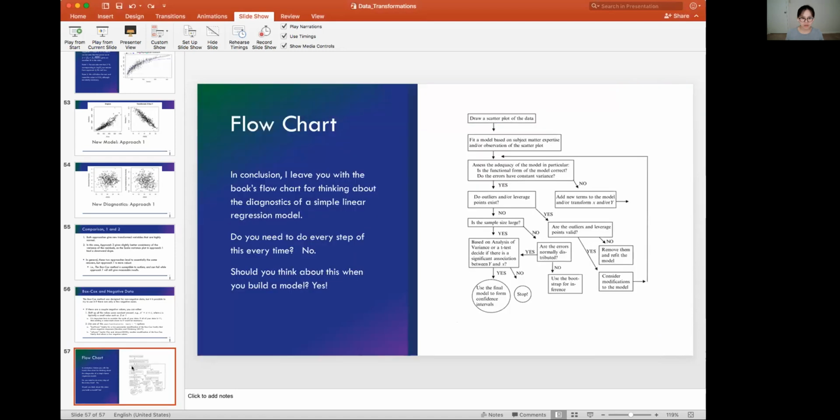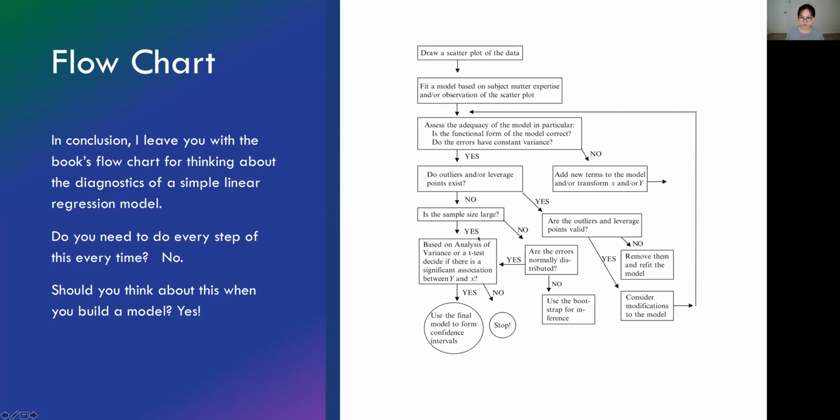Well, in the end, I have this summary chart for you. I got this from the book. So when you think about diagnostics of this simple linear regression model, it's better to keep this in the back of your mind. You do not really need to do every step each time you fit a linear model, but it's nice that you go through this flow a couple of times so that you know what to think about when you look at the data and look at your model.